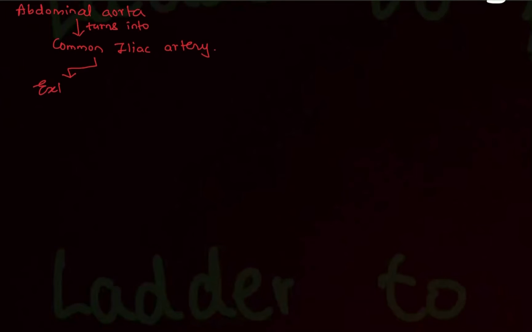Now write down, this abdominal aorta, after it crosses the navel, becomes the common iliac artery. So write down: abdominal aorta turns into common iliac artery. Now this common iliac artery will get divided into the external iliac artery, which will go into your lower limb, and the internal iliac artery, which will supply the pelvic area, the organs and the muscles situated there.